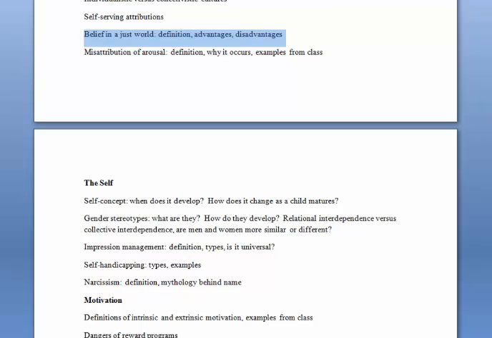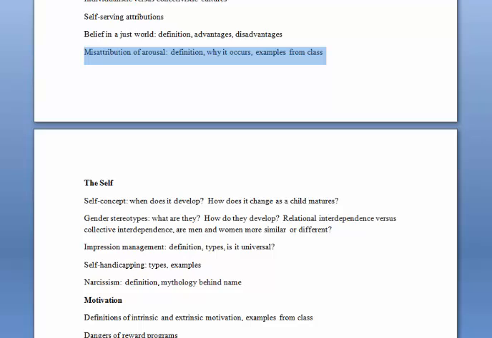And so that can make us very callous individuals, and so we need to avoid that at all possible. And then one last kind of attribution is the misattribution of arousal. We said an attribution is an explanation. It's an answer to the question why.